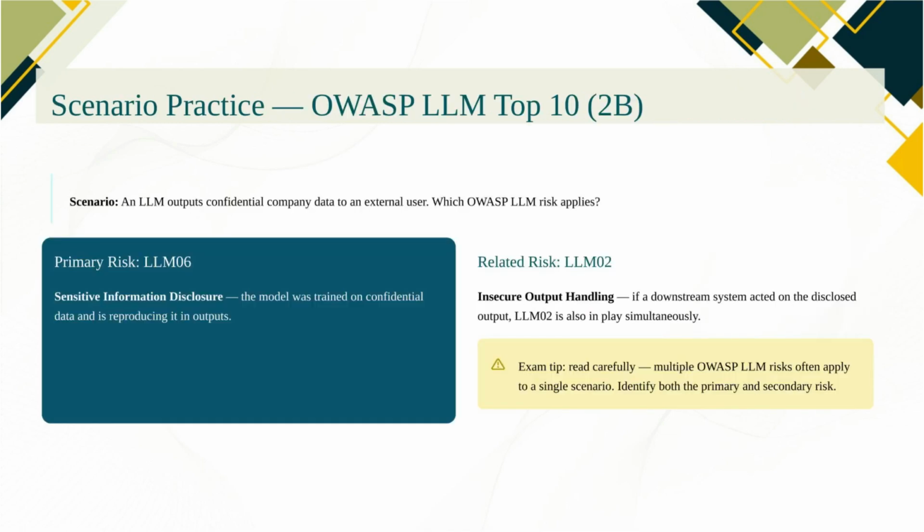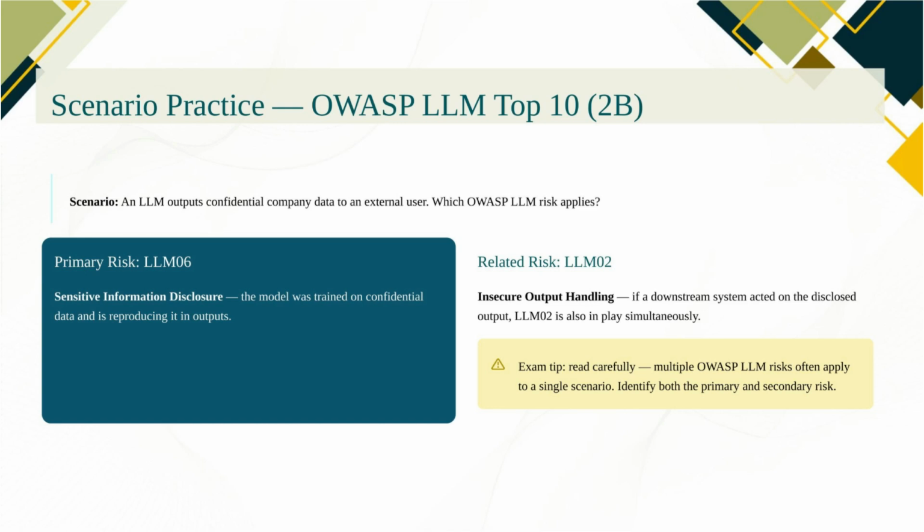Scenario: an organization's LLM-based customer service tool starts returning confidential internal business information to external users. Which OWASP LLM risk does this represent? The answer is LLM-06, Sensitive Information Disclosure. The model was trained on data that included confidential information, and it's now disclosing it in responses. If downstream systems then acted on that output without validation, LLM-02, insecure output handling, is also in play.